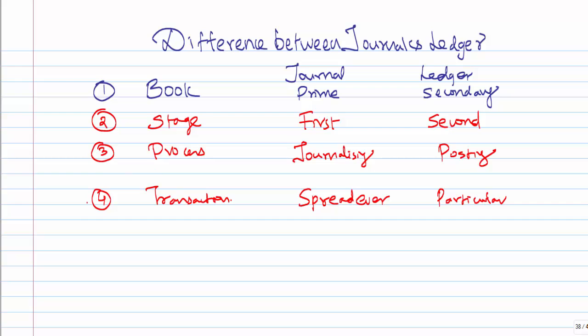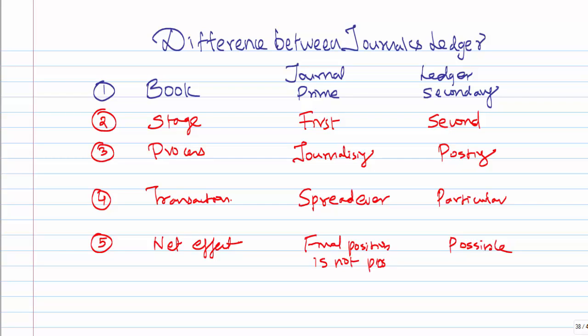That is more important. The fifth difference is in terms of net effect. In journal, you cannot find the net effect. In journal, you cannot find what is the net or final position. Final position of a particular account cannot be ascertained from journal. But final position is possible in ledger. Here it is not possible. Final position is not possible in journal, but it is possible in ledger.